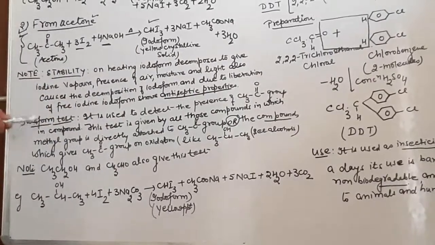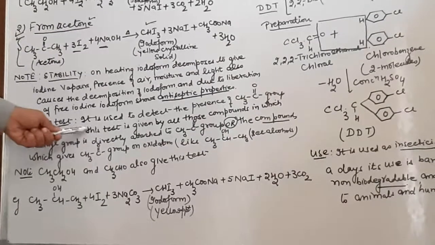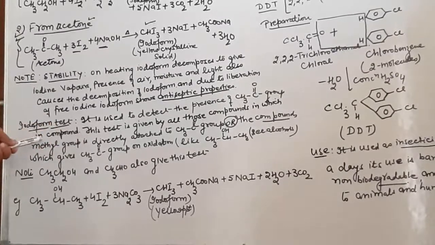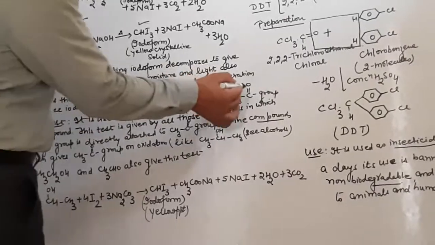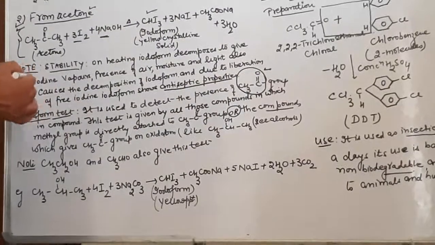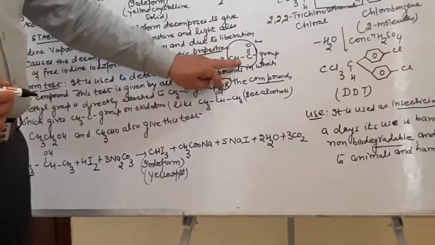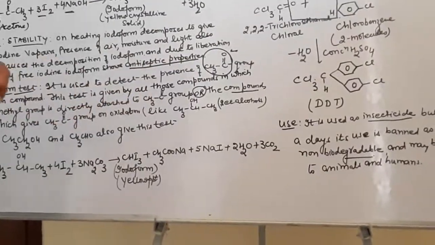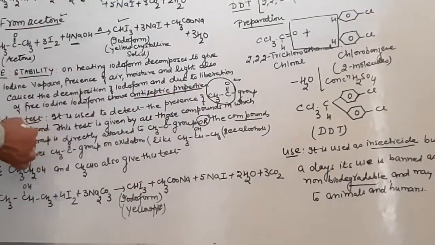Now the iodoform test, very important from the board point of view. This test is used for detection of all those compounds which have the aceto group, CH3 C double bond O group. One of the very common questions asked in the board examination. Any compound which has the aceto group or which on oxidation gives the aceto group corresponds to the iodoform test. So it is used to detect the presence of the aceto group in the compound.